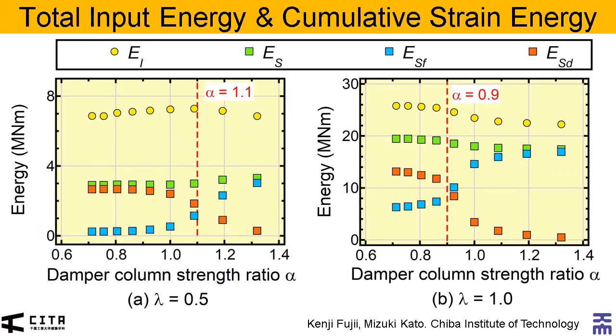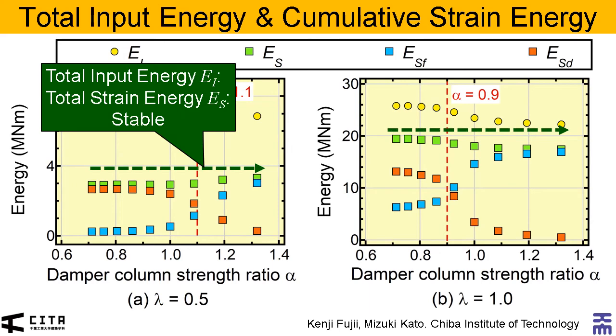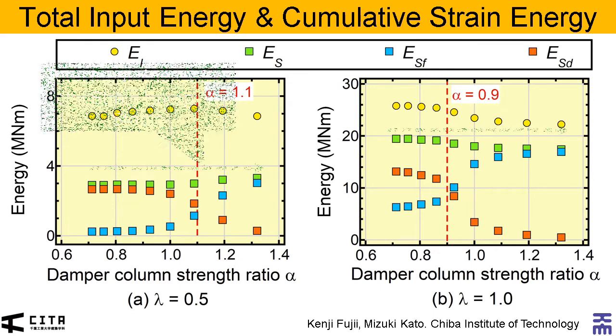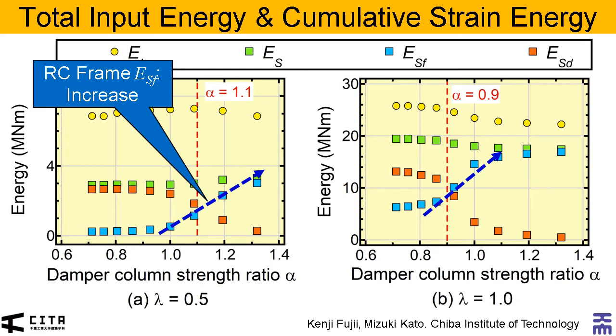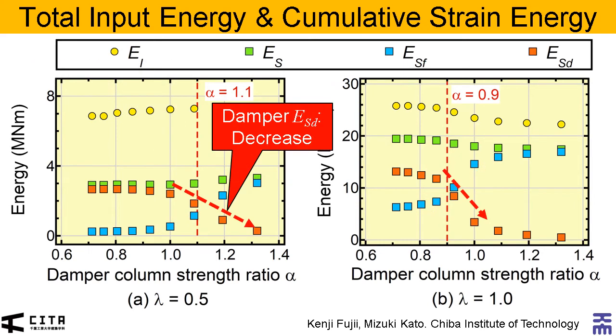Here shows the relationship between the total input energy, the cumulative strain energy, and the damper column strength ratio alpha. The input energy and the total strain energy are stable when alpha increases. However, the cumulative strain energy by the RC frame increases as alpha increases. In addition, the cumulative strain energy by the damper column decreases as alpha increases.